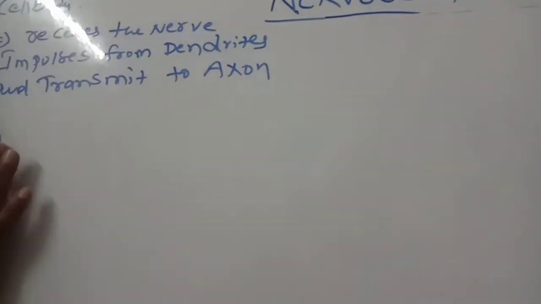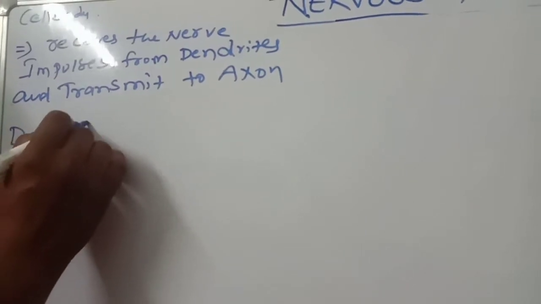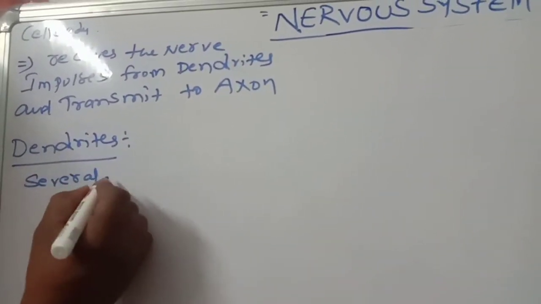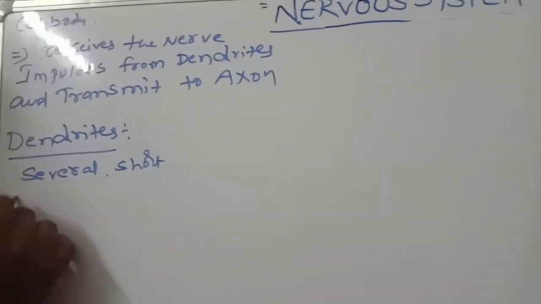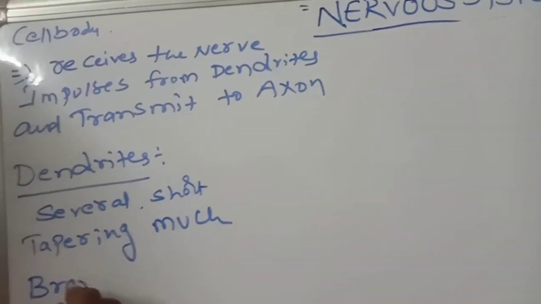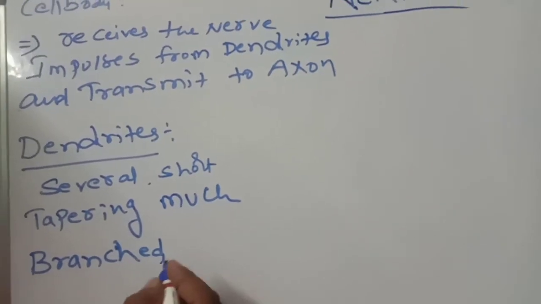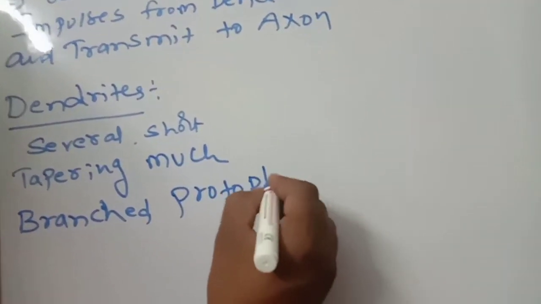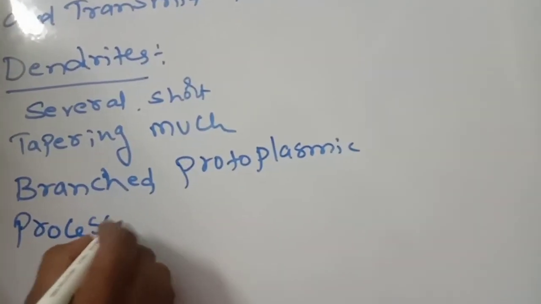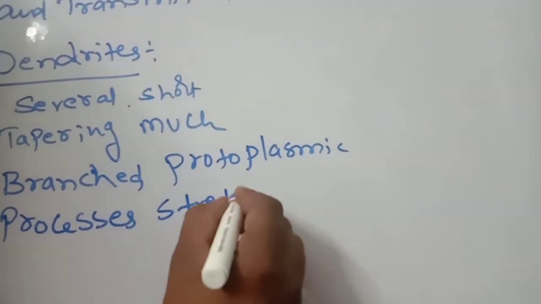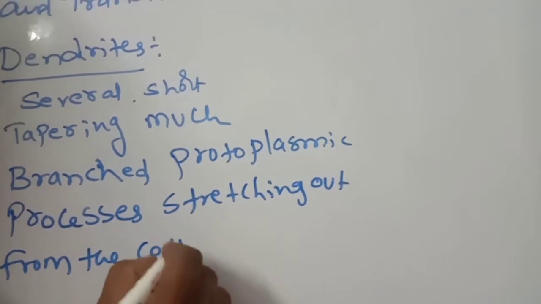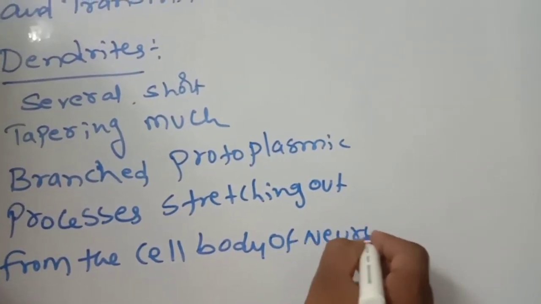Next, the next structure is dendrites. After the cell body, we are going to discuss dendrites. Dendrites are several, more numerous, short, tapering, much branched protoplasmic processes stretching out from the cell body of the neuron. These points you should have to remember.